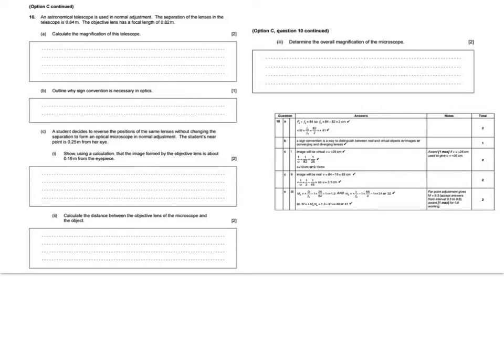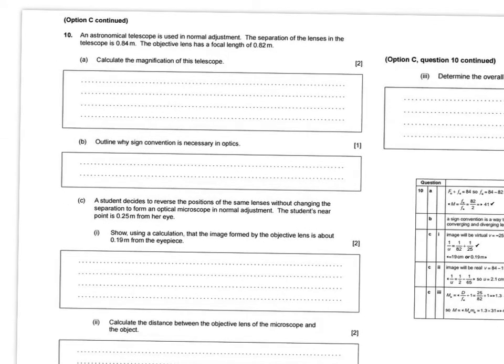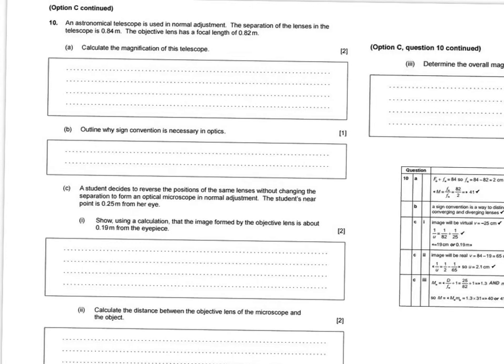Now this is a question from last year's paper 3. An astronomical telescope is used in normal adjustment. The separation of the lenses in the telescope was 0.84. The objective lens had a focal length of 0.82. What is the magnification of the telescope? Yes, it's that easy. It's the ratio of the focal lengths: focal length of the objective over the focal length of the eyepiece.